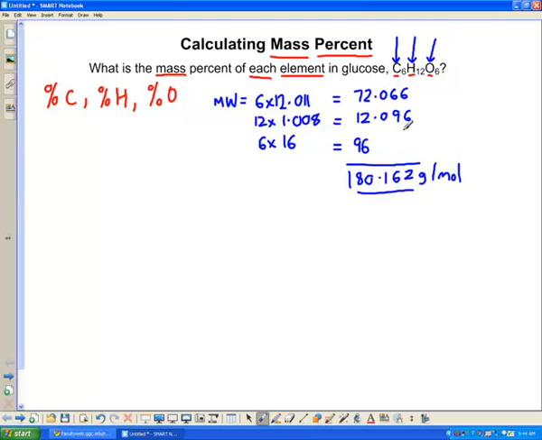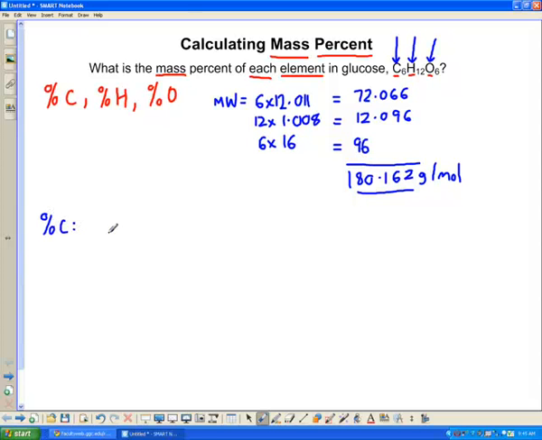Now, believe it or not, we actually have everything that we need to correctly answer the question now. We have the mass of the entire molecule, and then we have the mass of each individual species, with the idea being that all 3 mass percentages are going to add up to, obviously, 100. All right. So let's do the carbon first. Percent by mass of carbon.